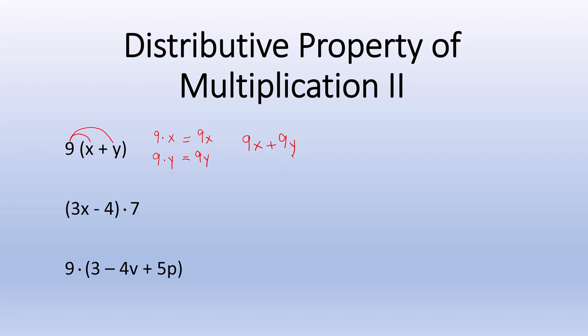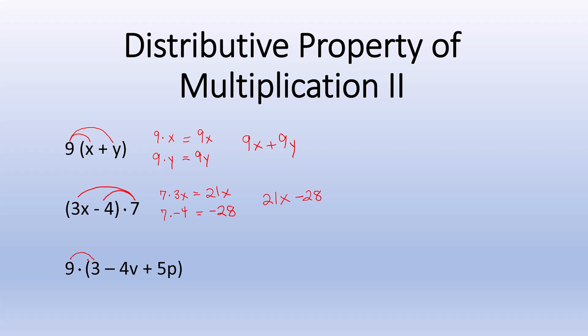In the second example, we're going to multiply 7 times 3x and then 7 times negative 4. 7 times 3x gives us 21x. 7 times negative 4 will equal negative 28. And our final answer will be 21x minus 28.